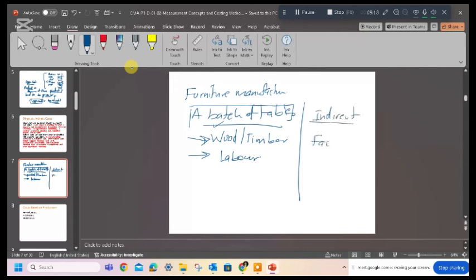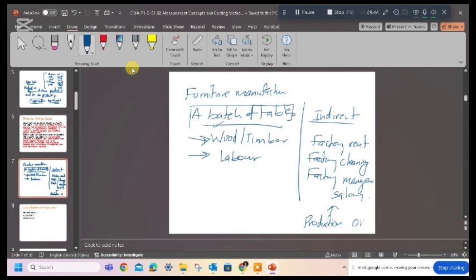Think about factory rental. That's not specific to this batch. Factory manager's salary, administration expenses, all these are indirect costs. Factory rent, factory cleaning, factory manager's salary, these I can call indirect cost. To be more specific, I can say production overhead.